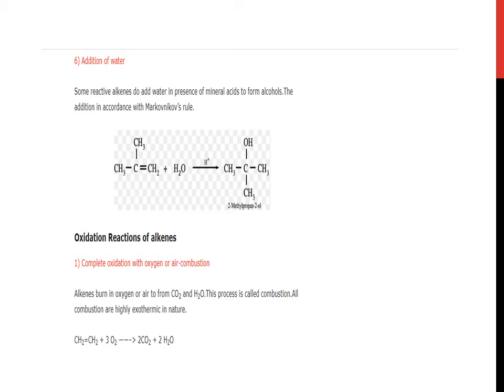Oxidation reactions of alkenes. Number 1. Complete oxidation with oxygen or air, combustion. Alkenes burn in oxygen or air to form CO2 and water. This process is called combustion. All combustions are highly exothermic. For example, CH2=CH2 plus 3 O2 gives 2 CO2 and 2 H2O.